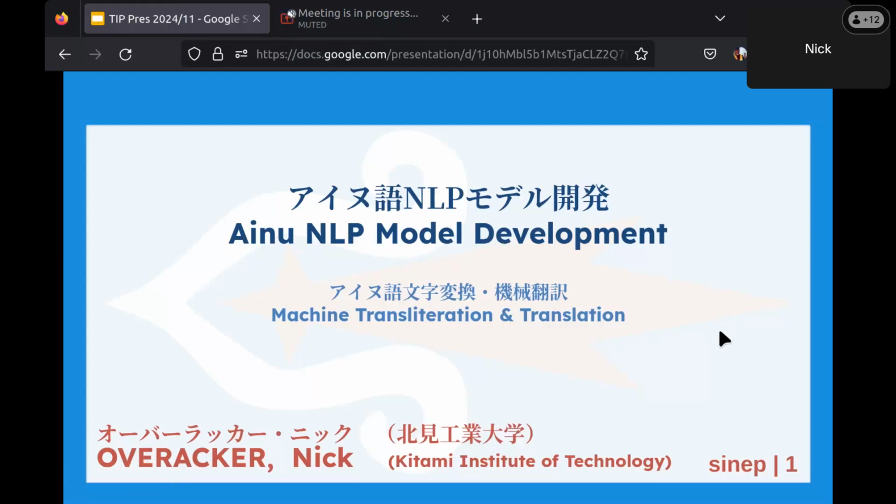Okay, so hello, I'm Nick. I'm a master's student who started this October. So I'm fresh, new blood, and I came here to work on NLP model development for the Ainu language. In this presentation today, I'll go over my motivation, my plans, and the hurdles I expect to try to overcome for machine transliteration and translation of the Ainu language.